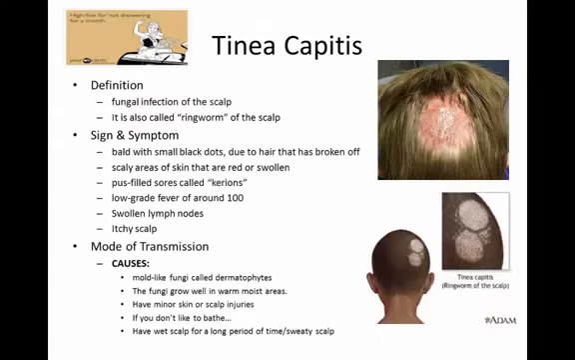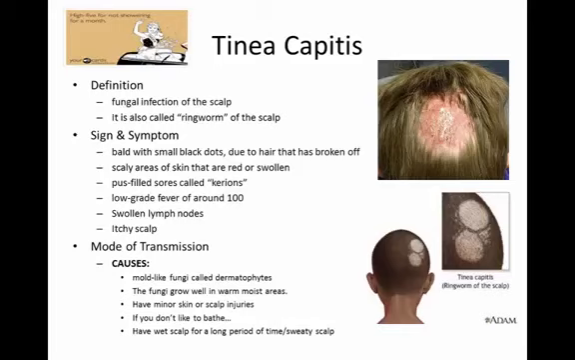Tinea capitis is a fungal infection of the scalp. It is also called ringworm of the scalp. Signs and symptoms include bald patches with small black dots due to hair that is broken off, scaly areas of the skin that are red and swollen, pus-filled sores called kerions, low-grade fever around 100, swollen lymph nodes, and an itchy scalp.